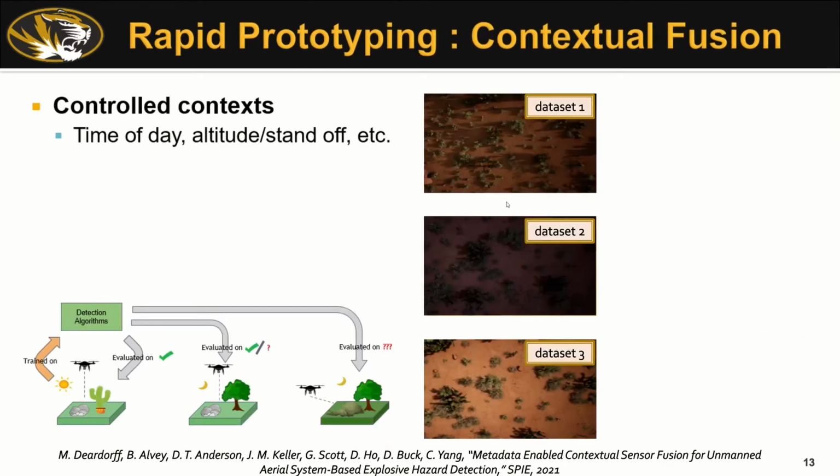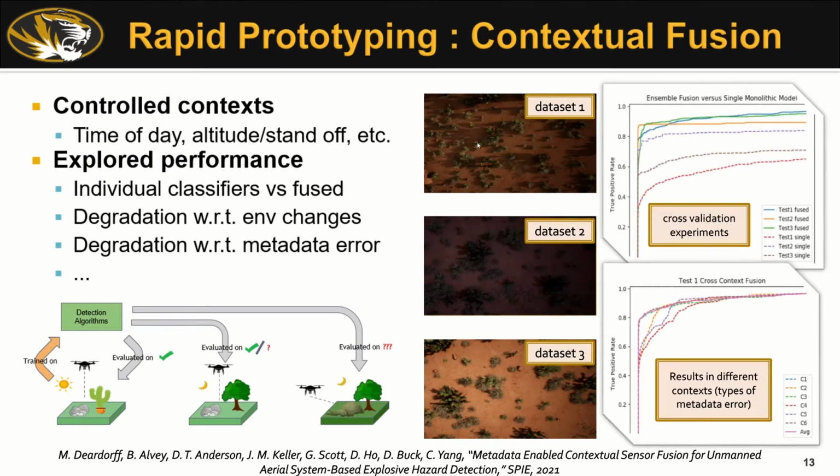We've also been able to do some experiments with rapid prototyping. This is a really good use case of this sort of simulation and AirSim. We did a thing with contextual fusion where we trained three different models under different contexts, so different times of day. Then at detection time, we're able to evaluate which context we think we're in, or to what degree we're in which context, and then fuse accordingly. And we're able to show some good detection results with that.